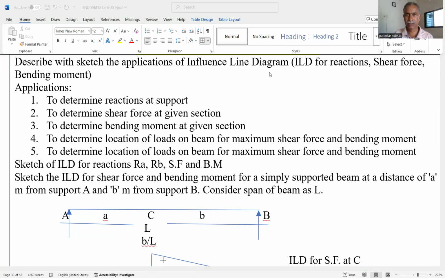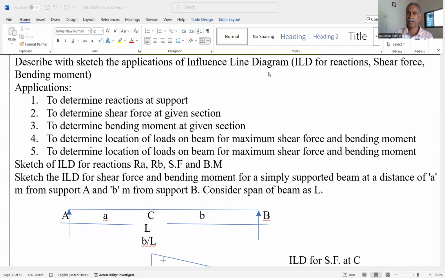Today we have discussed the applications and analysis of beam using the influence line diagram. Actually, the influence line diagram is another method to find out the reaction at support, shear force and bending moment at a given section. At the same time, we can find out the location of load for maximum bending moment or maximum shear force or maximum reactions.